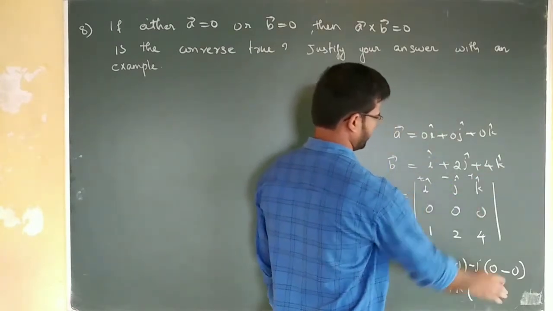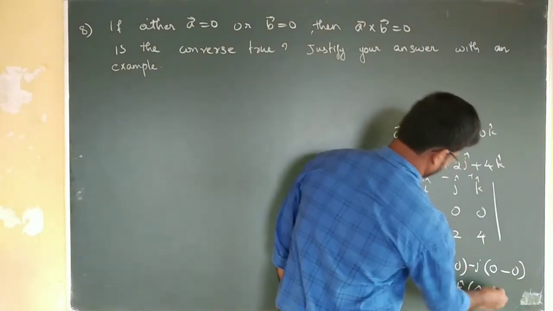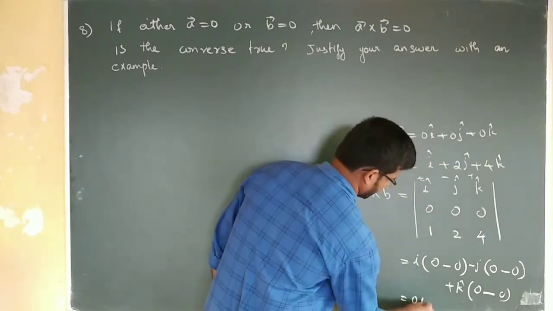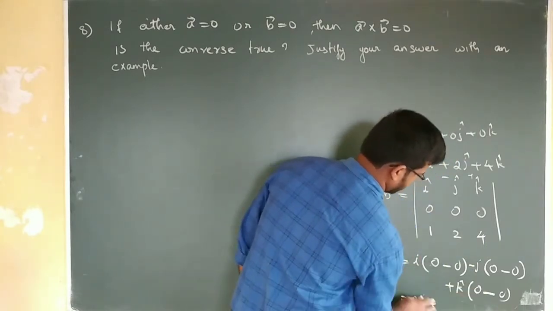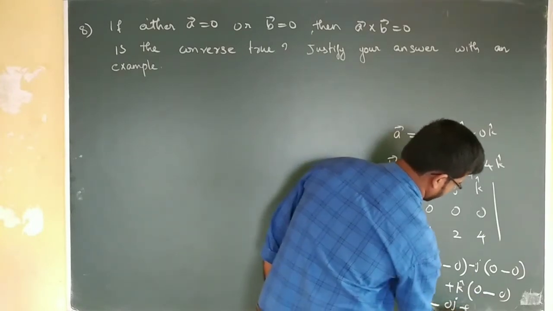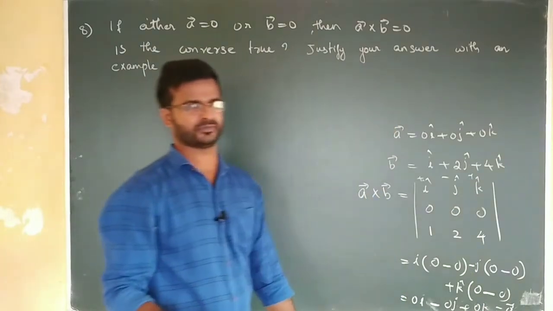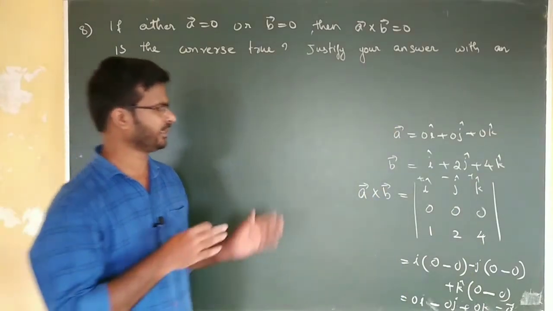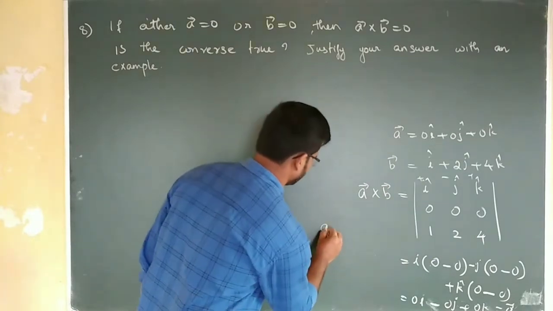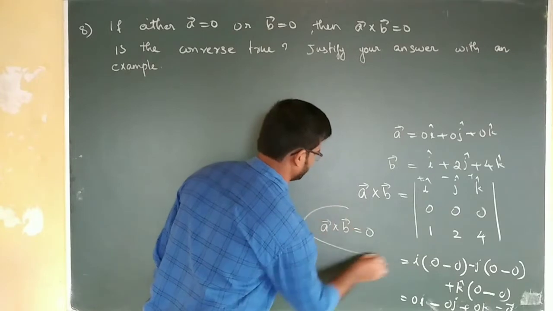First row and last column you can leave. Then 0 into 2, 0 minus 1 into 0. What do you get? 0 i in here. Then minus j into 0, 0j plus 0k. We will get the zero vector. In case a vector or b vector is 0, we can write a cross b equal to 0.